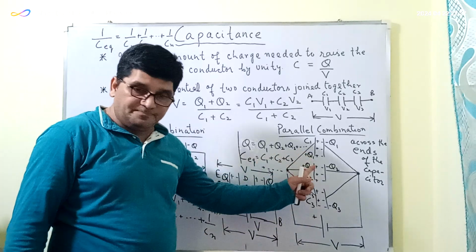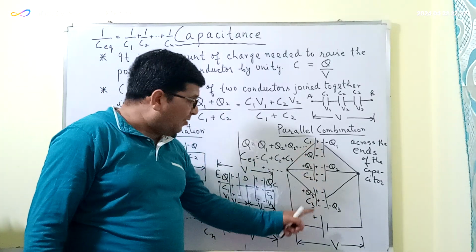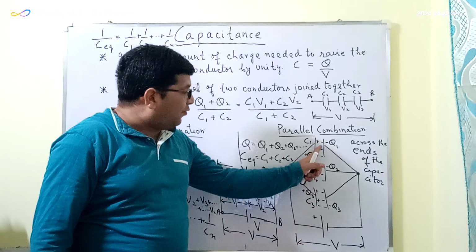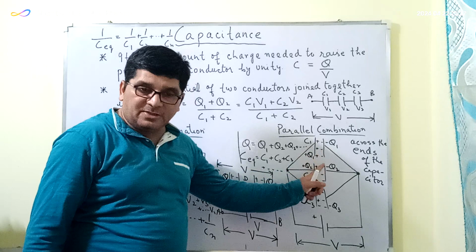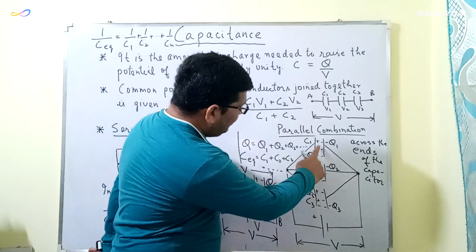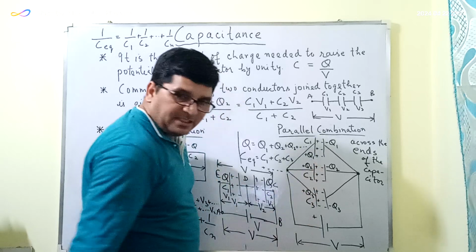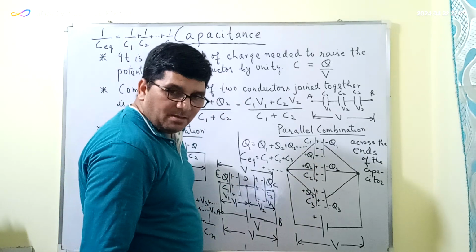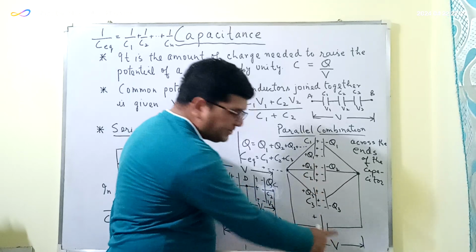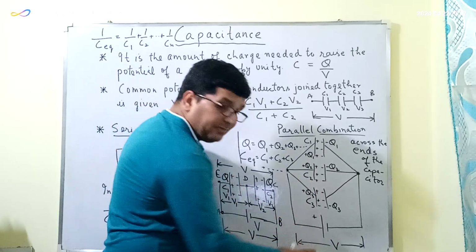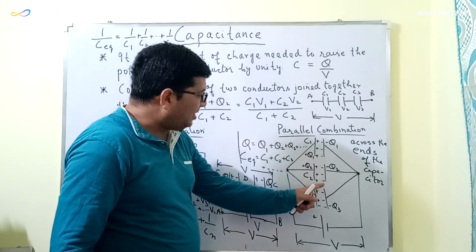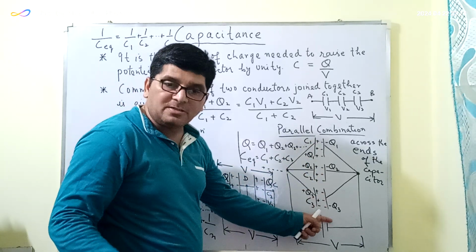In the parallel combination, you can see here the voltage, the potential drop, or you can say the potential difference. See here, these three capacitors are connected in parallel. So the potential difference across all these three capacitors is the same. It is V. It will remain the same. The potential difference across all these three capacitors will be the same.